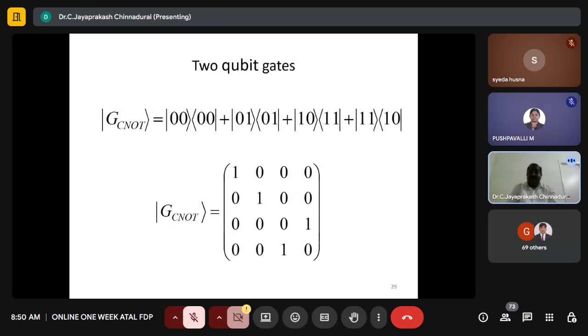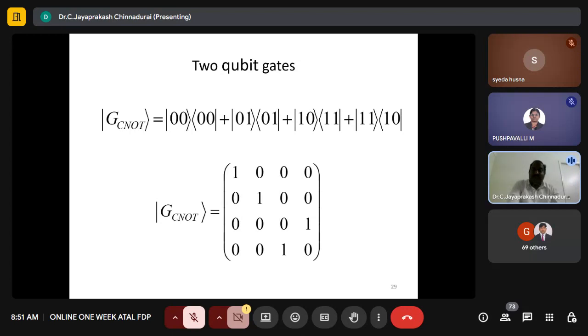And for the 2 qubit gate, we have CNOT, G of CNOT, that is ket of 00 and bra of 00 plus ket of 01, bra of 01 plus ket of 11, bra of 10 plus ket of 10, bra of 11. If you make these products and add all the values, we can get the output G of CNOT like this: 1 0 0 0, 0 1 0 0, 0 0 0 1, and 0 0 1 0.